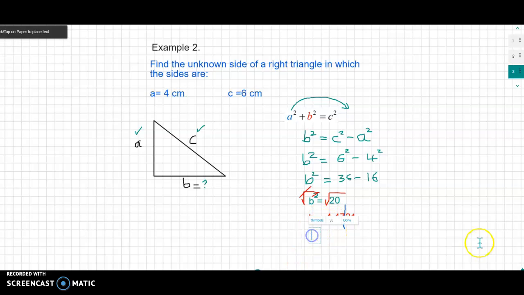So finally, the value of B will be 4.47. Remember the units, we're talking about centimeters. So B equals 4.47 centimeters. We already found the value of B, okay? All right, guys, very good. So here we have the second example of the Pythagorean theorem.